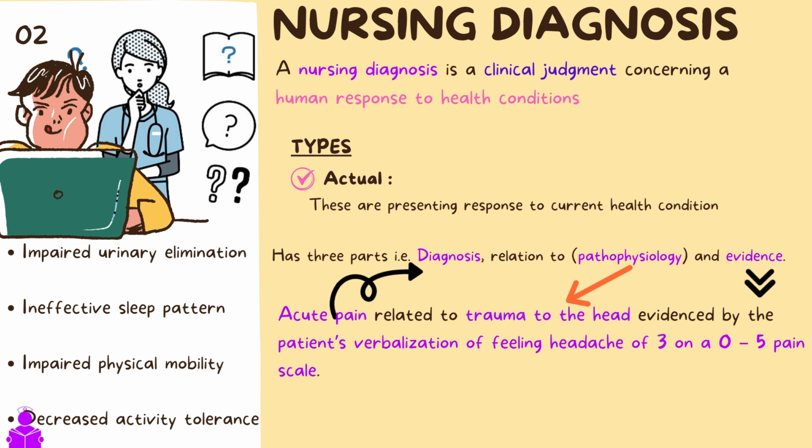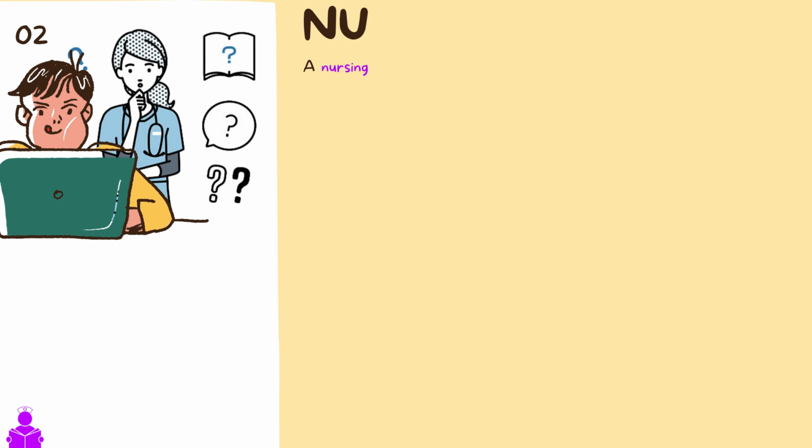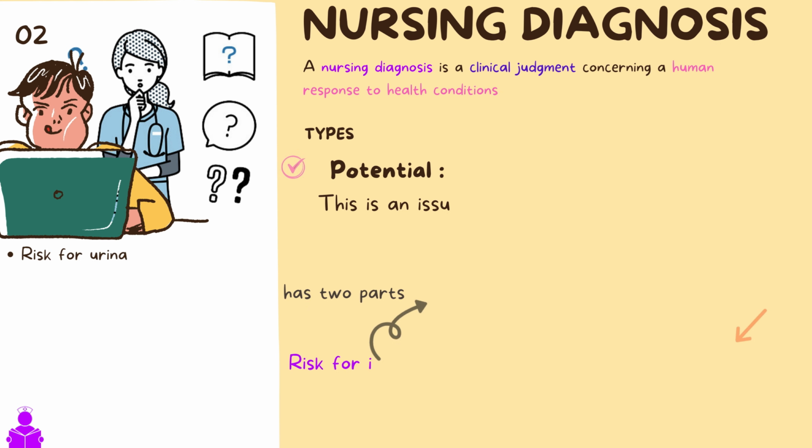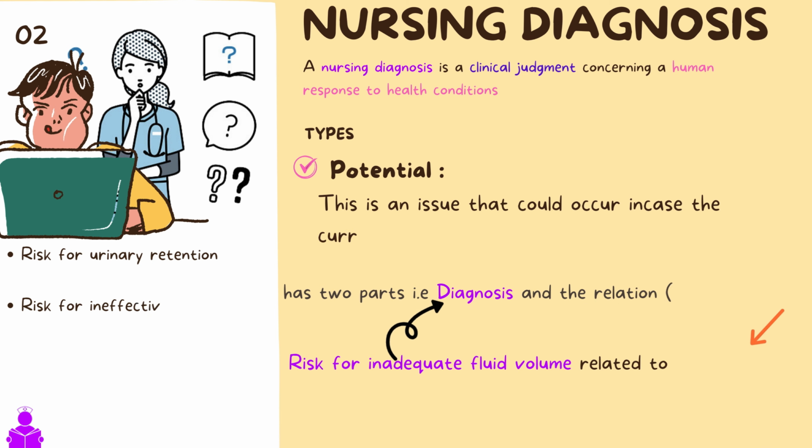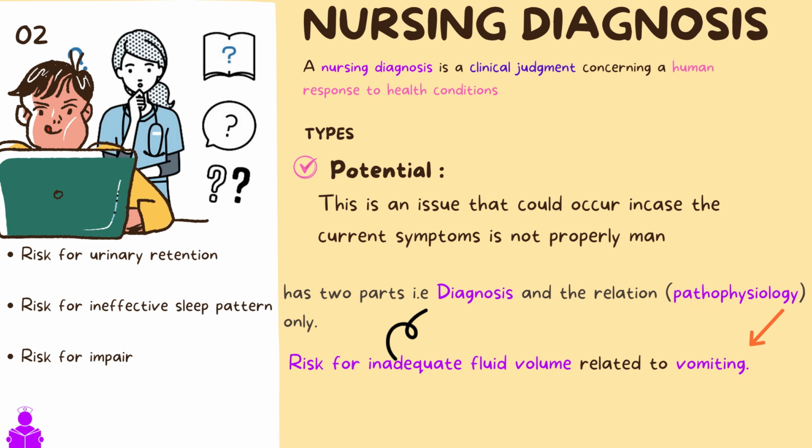And for the potential diagnoses, these haven't actually happened yet. They are not current problems, but we may see a high chance of them developing if we don't intervene. And they usually have a two-part statement. For example, risk for inadequate fluid volume related to vomiting. We see vomiting, that is a risk factor, and therefore we worry about dehydration. We use these to prevent problems before they start.